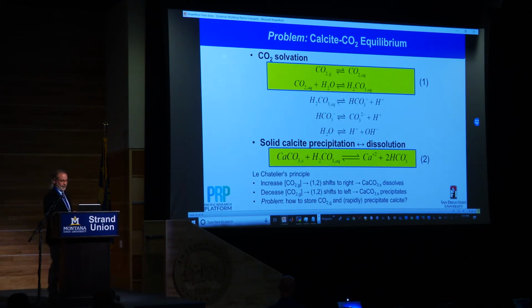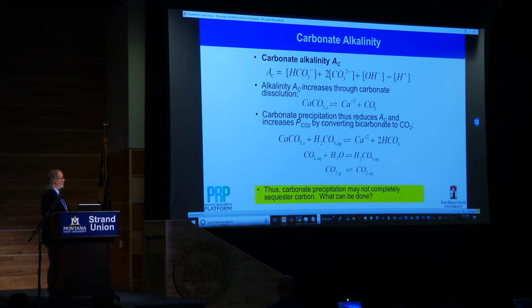What can you do? Well, first we have to look at what's called alkalinity. Alkalinity is just a measure of a solution's ability to neutralize acids. The alkalinity will increase as you dissolve a carbonate mineral, right? Because if you dissolve calcite, you produce carbonates. That increases the concentration of carbonates, which increases your alkalinity.